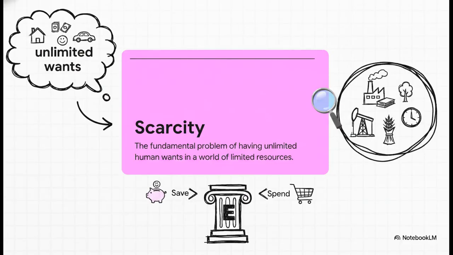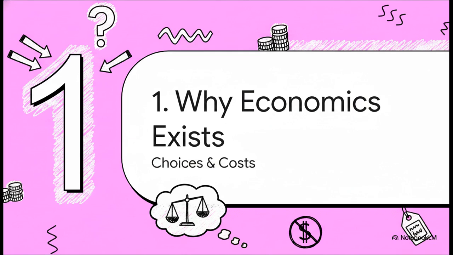Okay, so to put a name on it, this big problem is called scarcity. It's that fundamental mismatch between our unlimited wants and the world's limited resources. And because of scarcity, we have to make choices all the time, which leads us straight to the first major pillar of economics. So, because we have to choose, every single decision we make comes with a kind of hidden price tag, even when no money is involved.